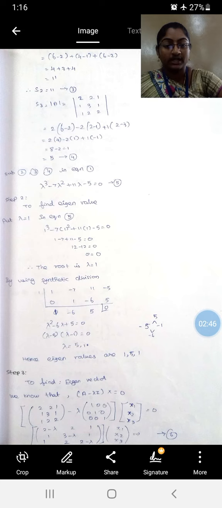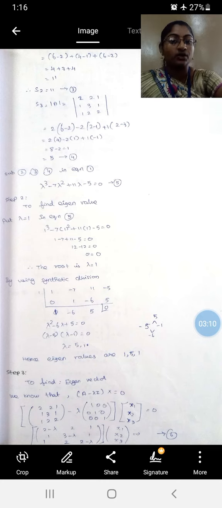In step 2, we have to find the values for the eigenvalues. Put lambda equal to 1 in equation 5, because our left hand side and right hand side should be equal to 0. If lambda equal to 1 is suitable, then our first root is lambda equal to 1. If it is not suitable, then try lambda equal to minus 1, or lambda equal to 2, minus 2, 3, minus 3, anything, or else 0. In this, I am going to put lambda equal to 1 in equation 5. While substituting, I get left hand side and right hand side equal to 0. So I am taking the root lambda equal to 1. This is my first eigenvalue.